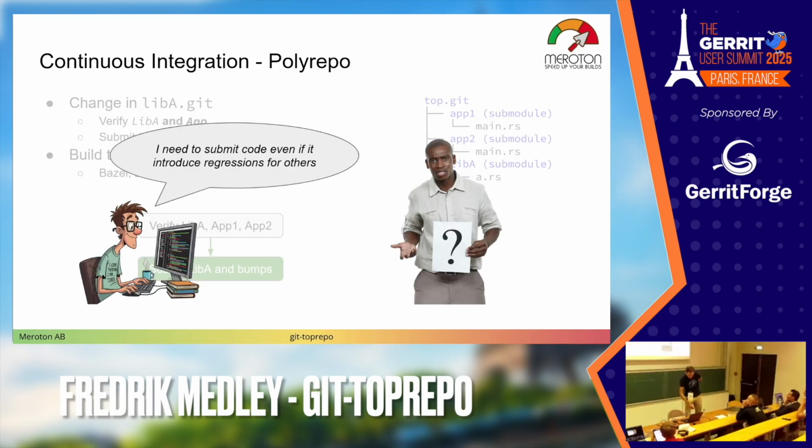Now, I have heard people saying, but I need to submit code into my repository, even if it introduces regressions for others. I was very surprised by that argument to not verify the code early. But yes, I have heard these arguments.